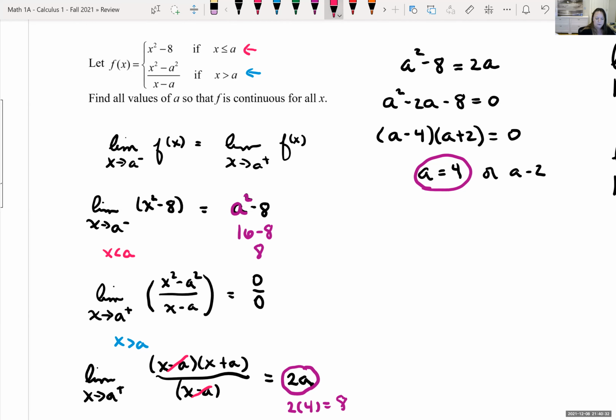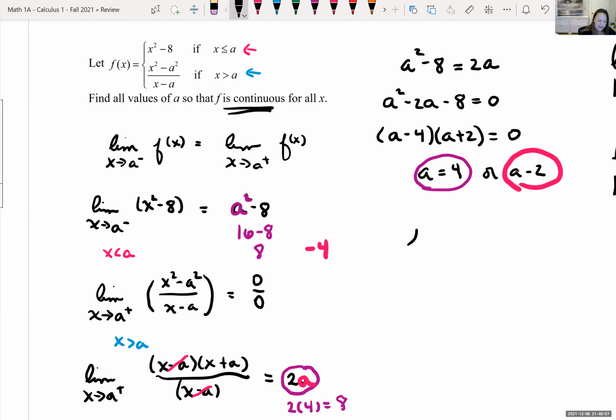Same idea, if we plugged in negative 2, just checking it, negative 2 quantity squared is 4, 4 minus 8 is negative 4. And if I plugged in -2 into this equation, 2 times -2, that is -4. So those both work, but we need to show that it's continuous.